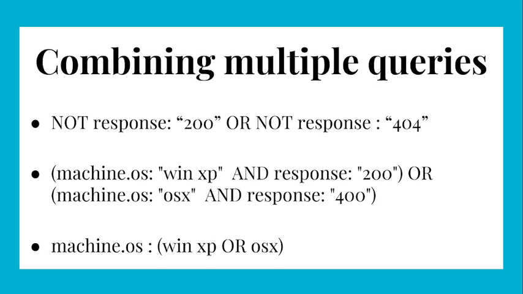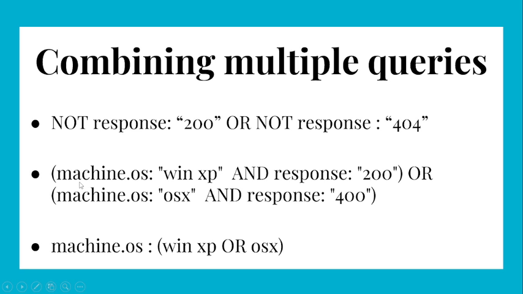After that we can also combine multiple queries using the operators that we have: AND, OR, and NOT as well. The first example I have given is a NOT. It gives me the records which do not contain the response 200 or 404. So it will not give me results where the record is 200 or 404. Both of them will not be present.